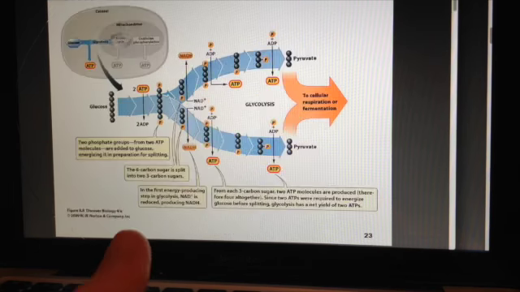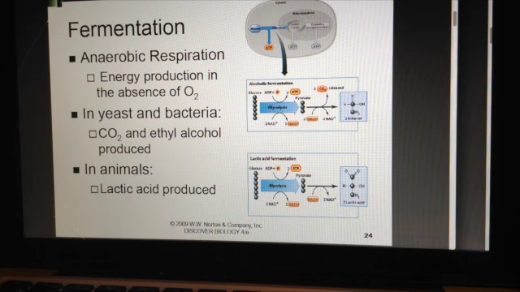So for yeast and bacteria, carbon dioxide and ethyl alcohol are produced as byproducts from fermentation. In animals, lactic acid is produced, which is what makes your muscles sore when you've worked out really intensely. It's the byproduct of producing ATP in the lack of oxygen.